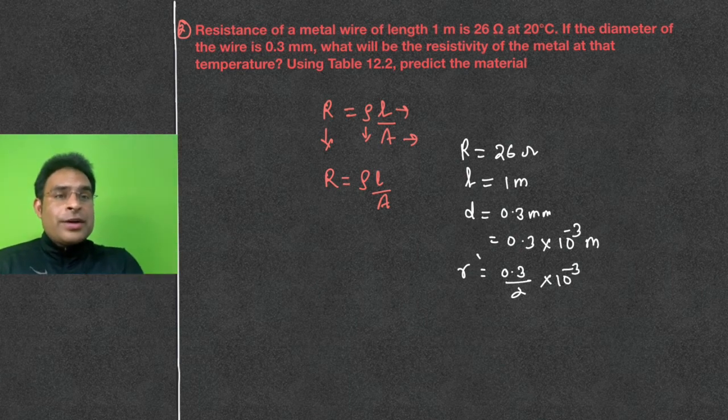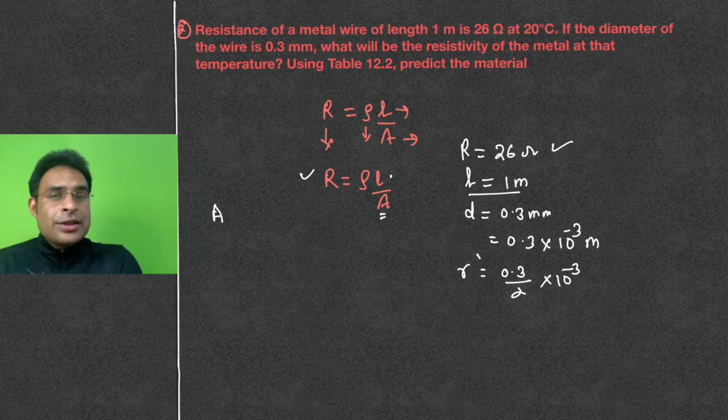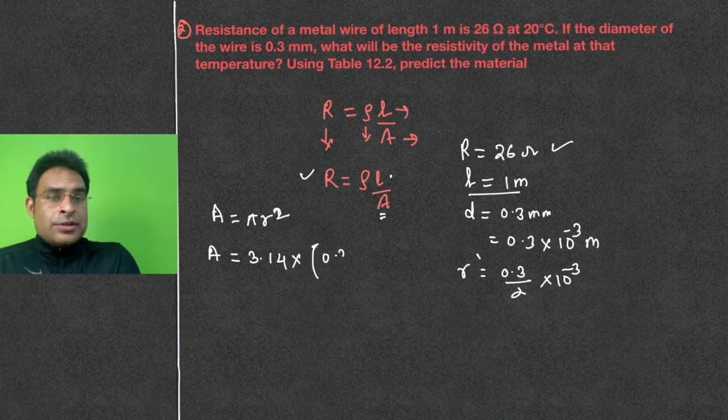Now we have a formula. I have to find out the resistivity. R is given to us, L is given as 1 meter. Area we can calculate. How to calculate area? Area is equal to pi into r square. We already know the value of r, so pi into r square is the area. Let's calculate the area. Area is equal to 3.14 into r square, and r square means 0.3 divided by 2 into 10 raised to power minus 3, whole square.